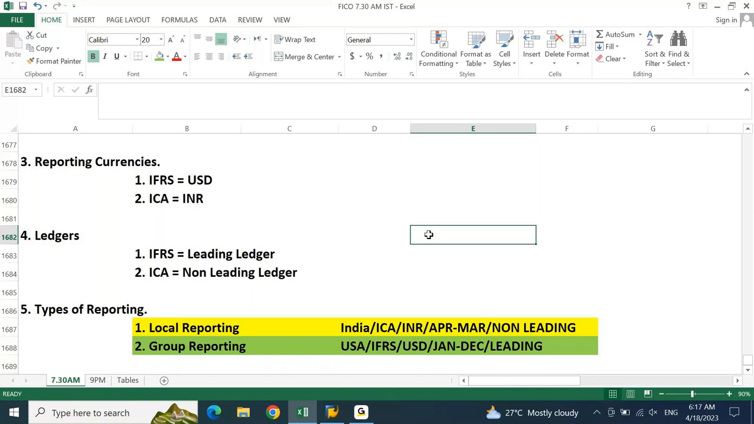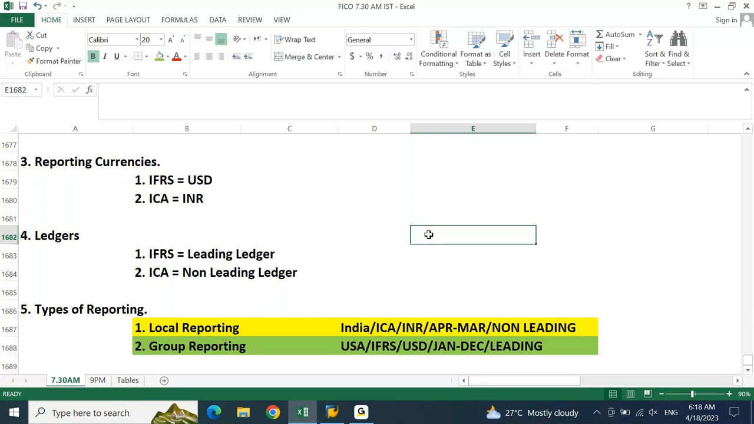There is a small doubt. What is the difference between country-specific chart of account and ICA non-leading ledger? These are two independent things. If your Indian Companies Act is having any specific reporting requirement, let's say it is telling you to submit your financials in a specific format wherein your GL account number must be only 5 digits, but your operating chart of account may be having GL account length as 8 digits.